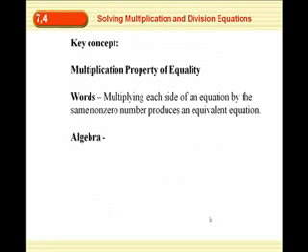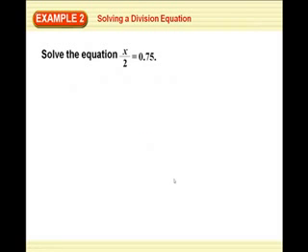Now let's talk about multiplying. Multiplying each side of an equation by the same non-zero number produces an equivalent equation. So let's say we have x divided by a equals b. We want to get the x by itself. The opposite of dividing by a is to multiply by a. So you would multiply both sides by a. The a's would cancel out, and then x would be by itself. So write that key concept down, and let's do it.